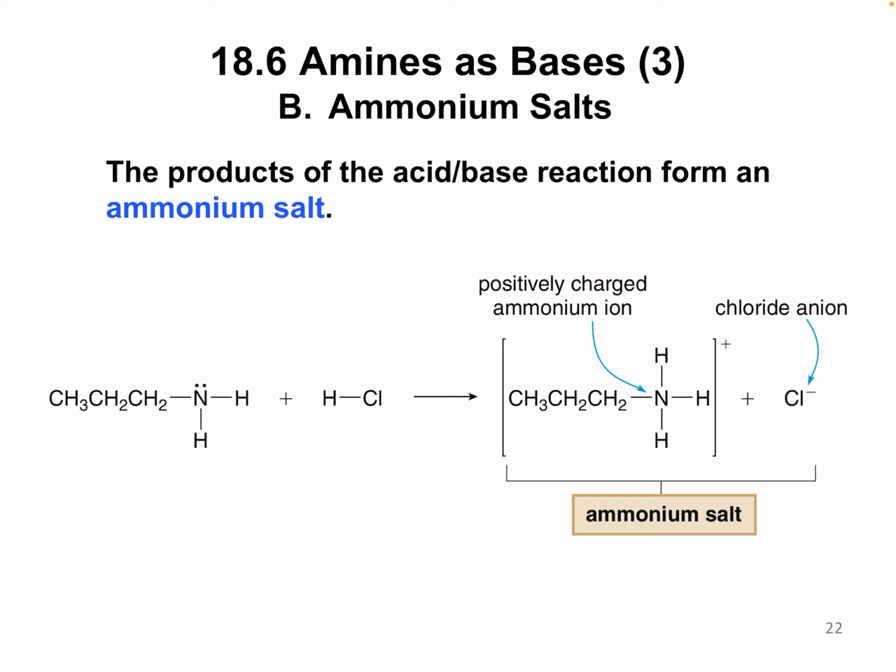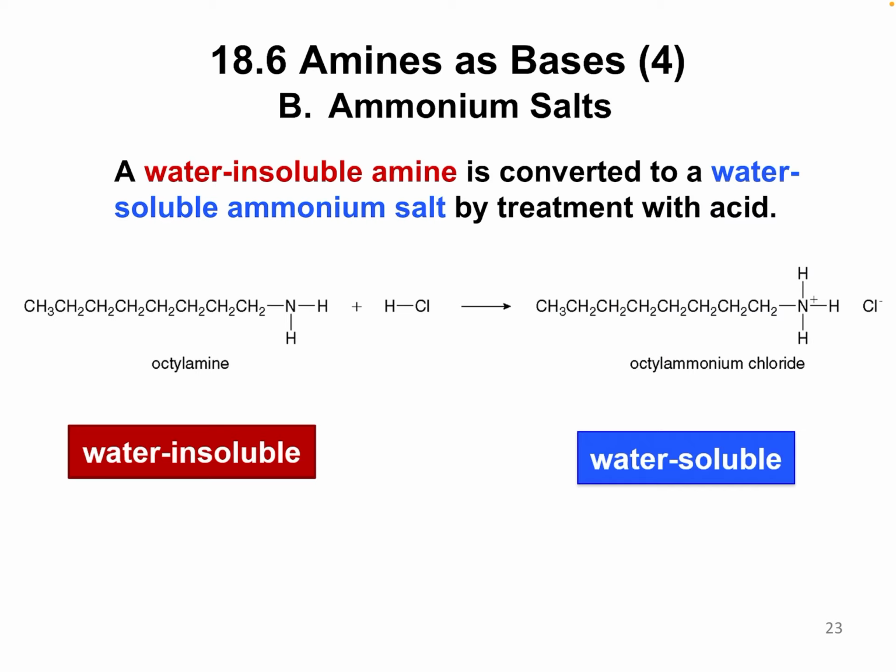So this is our way to take amines, even larger amines that would be very insoluble in water, and make them water soluble. By turning them into an ammonium ion, they now have a positive charge and can be readily dissolved in aqueous solution. So that's a really important part of amine chemistry for us to remember.